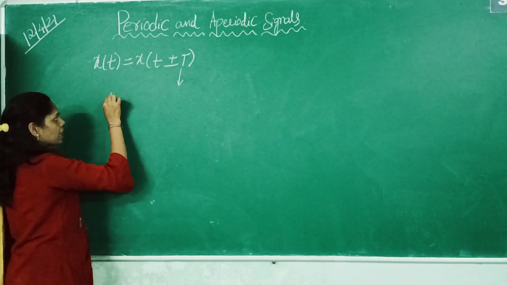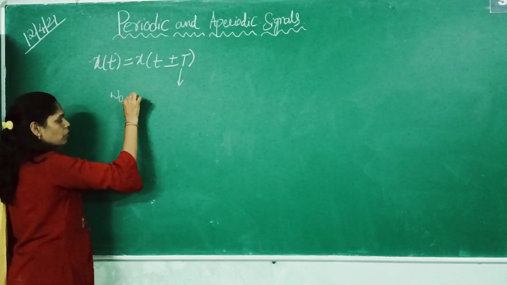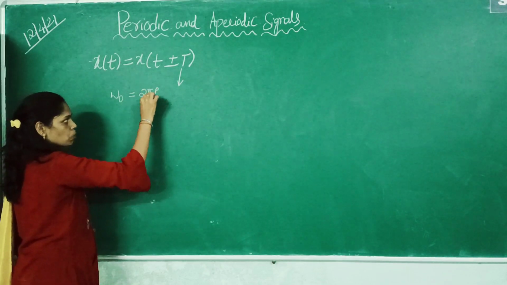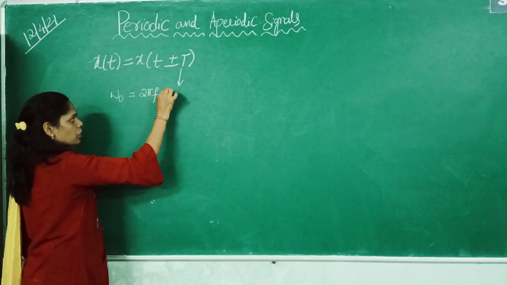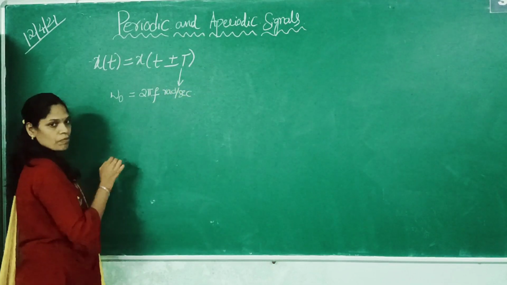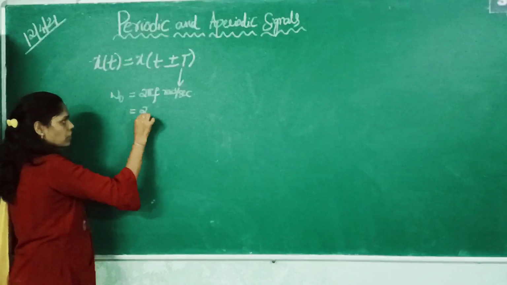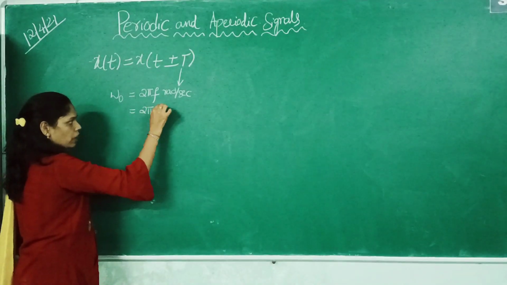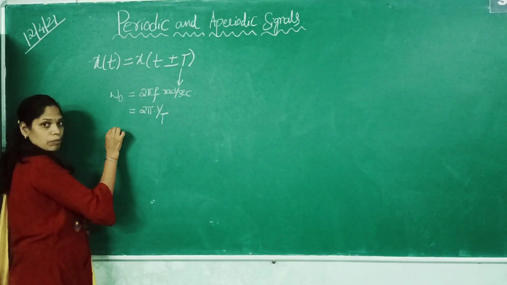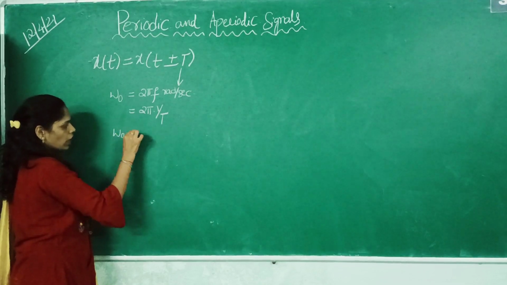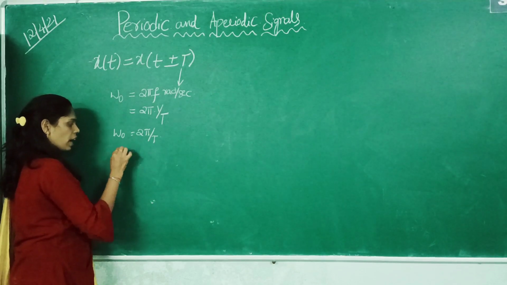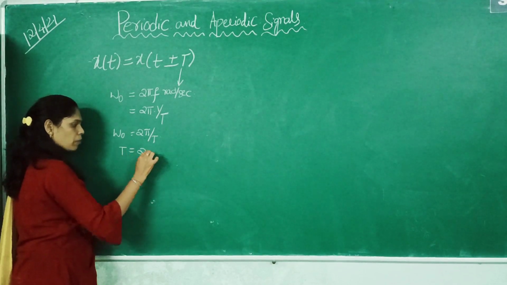This is calculated by using the angular frequency. What is the angular frequency? It is omega naught equal to 2 pi f. The unit for the angular frequency is radians per second. We write 2 pi f as 2 pi into 1 by T, since f is nothing but 1 by T. So omega naught equals 2 pi by capital T, and T equals 2 pi by omega naught.